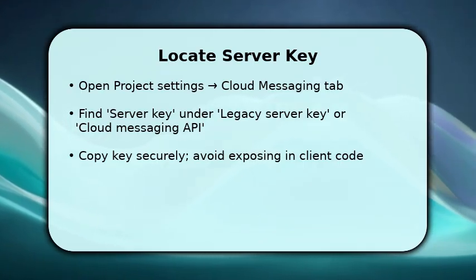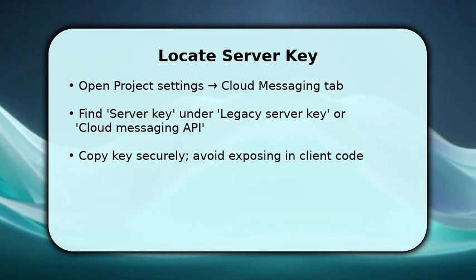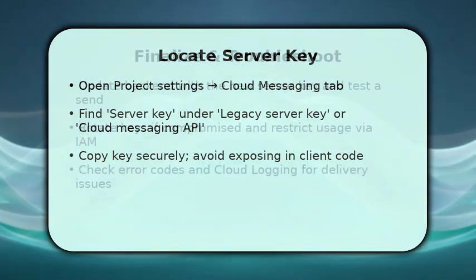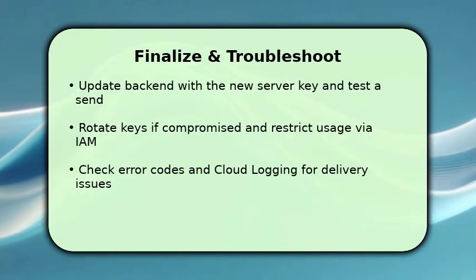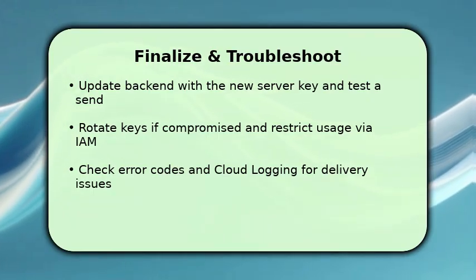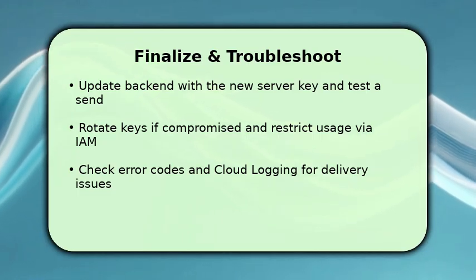If you need a new key, create one here and update your backend configuration so it uses the fresh credential immediately. After copying the server key, paste it into your server configuration and run a test send to a device or test token. If messages fail, inspect FCM error responses and cloud logging for authentication or quota errors.